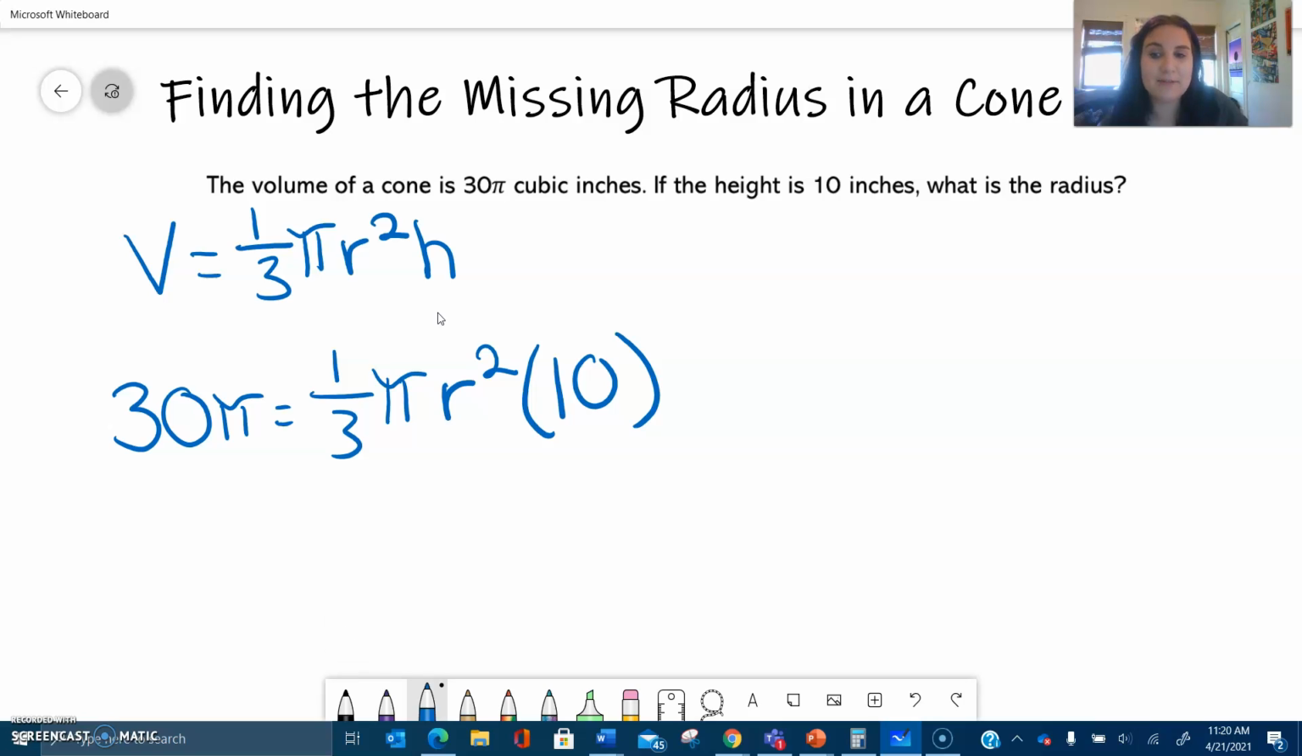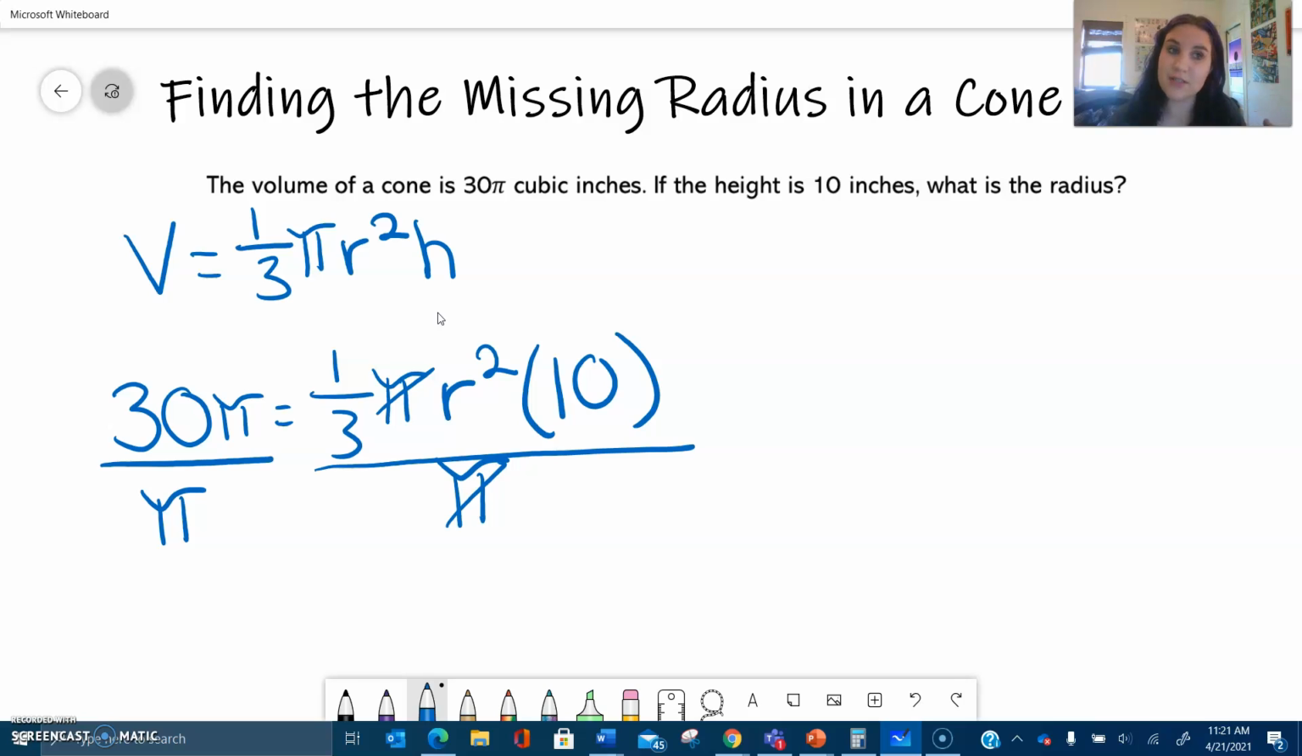That means if I divide the right side by pi, or pi over pi, that would equal 1. So we can cross those out. And if I divide the left side by pi, because whatever you do to one side, you must do to the other, then the pi over pi equals 1. So that kind of gets the pi out of the way.